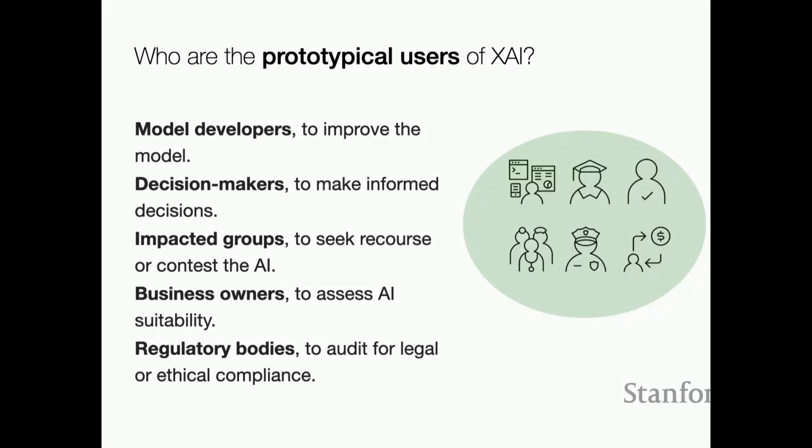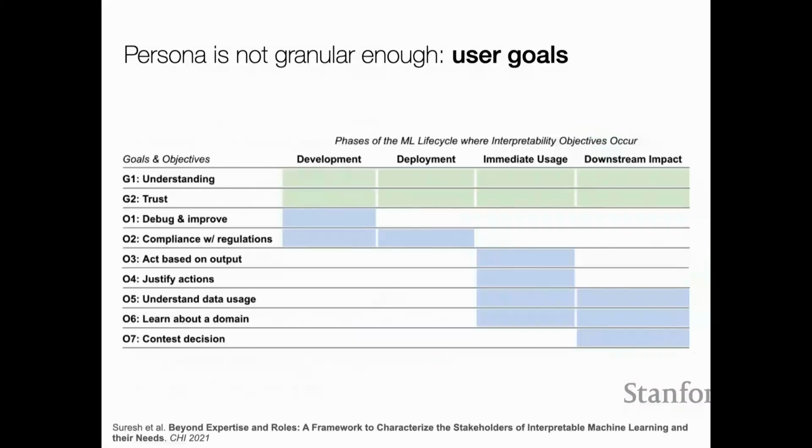And there's another group in this use case, the loan applicants. They're not directly interacting with the system, but their lives can be impacted. And they may want explanation if their loan gets rejected, to be able to seek recourse, improve future chances, as well as to contest the AI. There can also be business owners who may want explanation to assess the suitability of AI for their particular use case, and also regulatory bodies who want explanation to be able to audit for legal and ethical compliance, whether it's bias, privacy, or security.